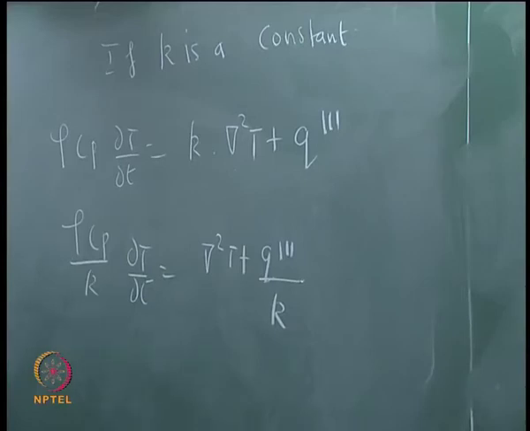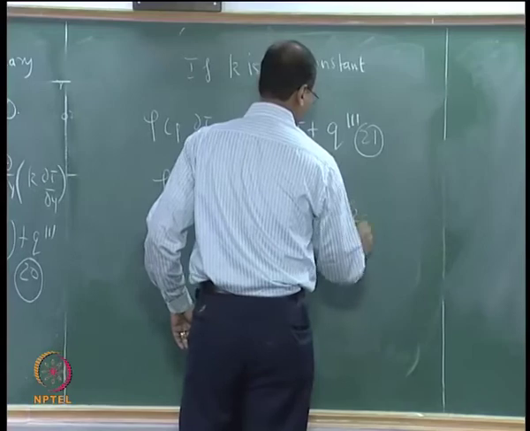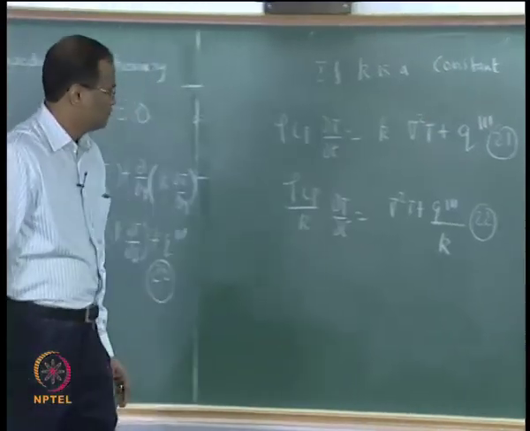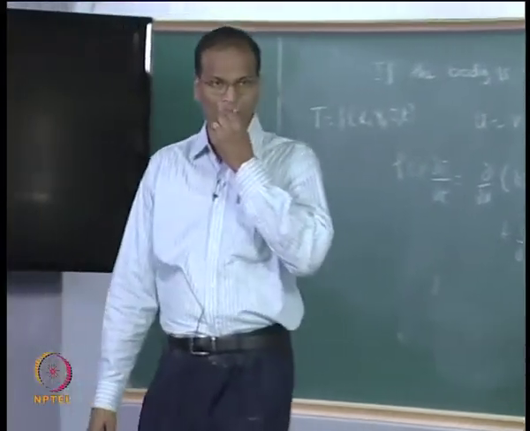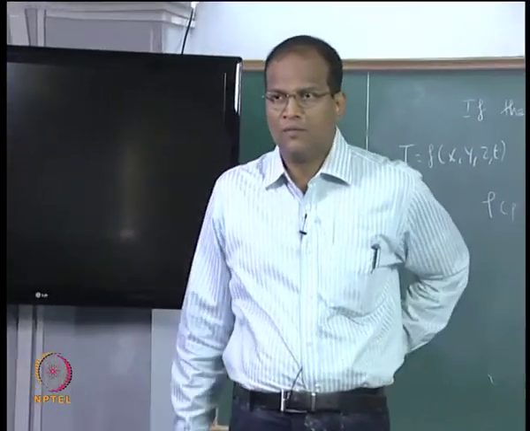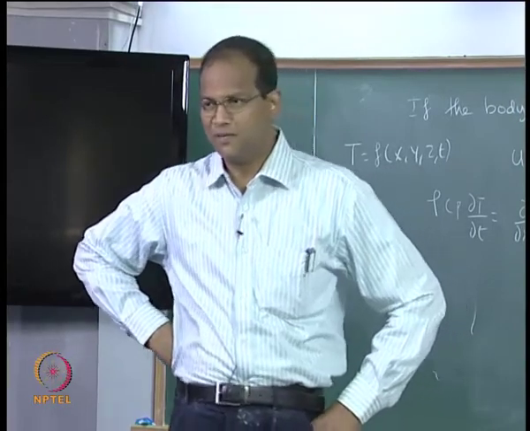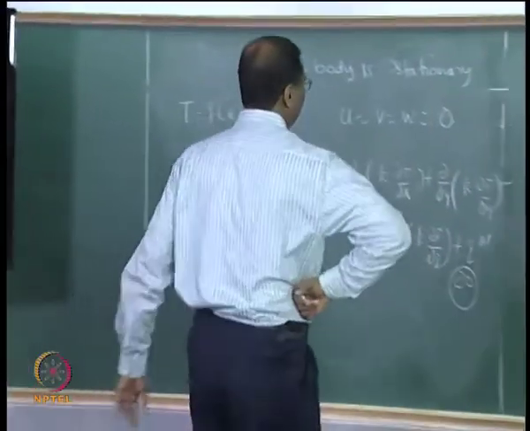Is it okay? So, what is k by rho Cp? K by rho Cp is alpha. I always ask, k by rho Cp is alpha. Okay. Alpha.